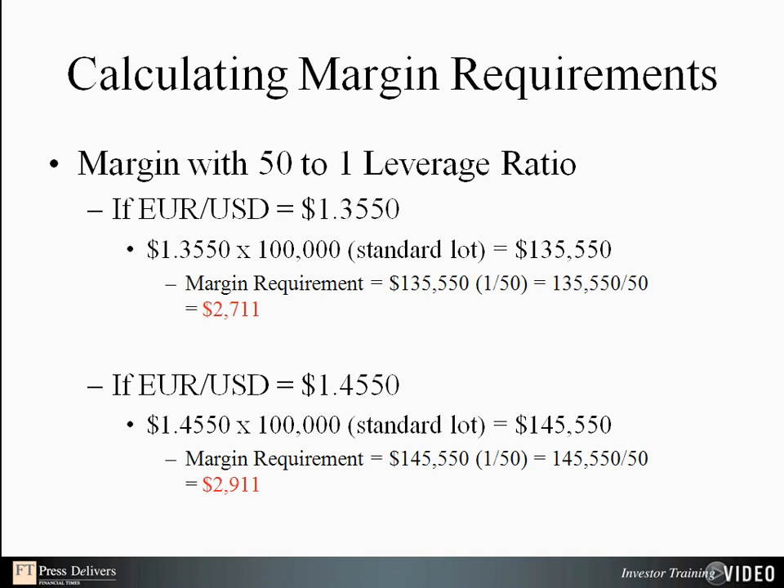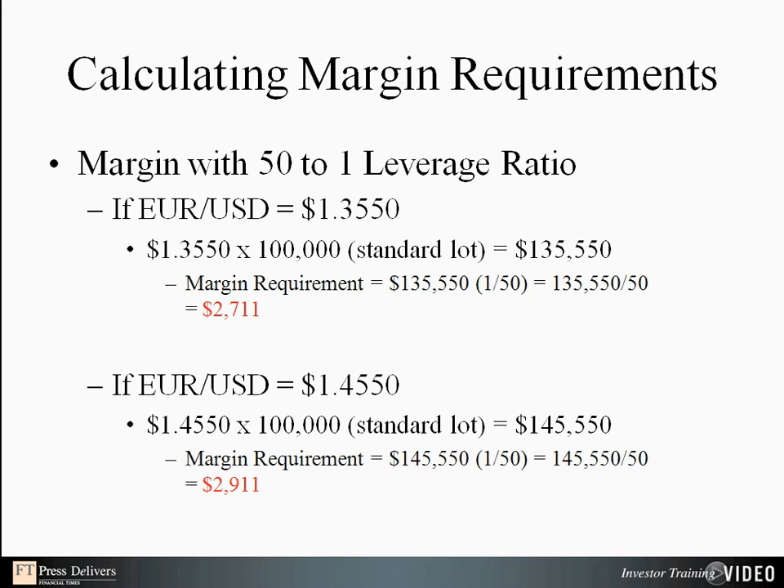The margin requirement on this trade is $2,711. We get that by dividing the notional value by 50, or you can look at it another way and say we're multiplying the notional value times the leverage ratio, which is 1 over 50. It's a fraction. And as we mentioned before, margin requirements in the Forex market are not set. They're not static like they are in futures. They change with the market. They change with the value of the market.